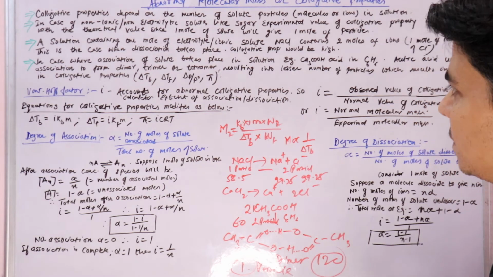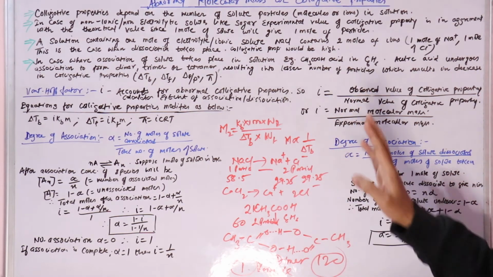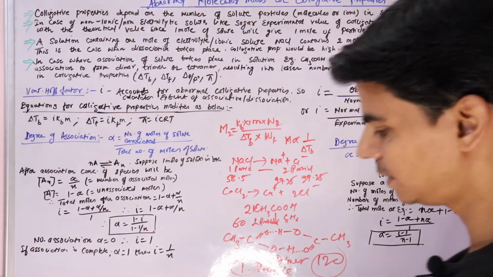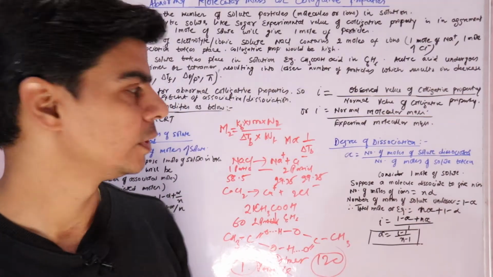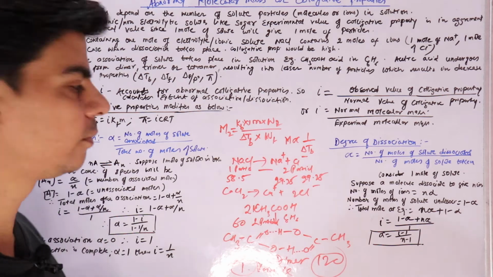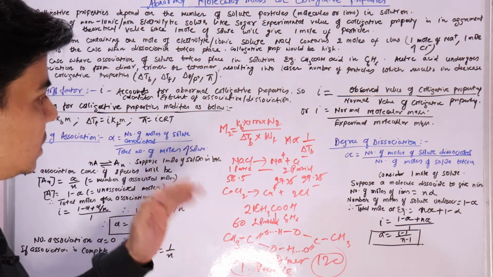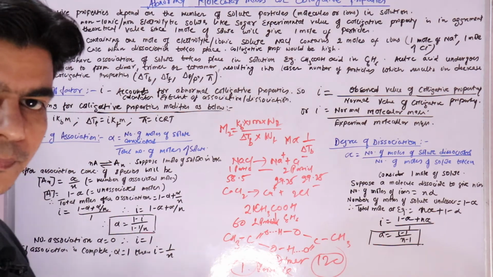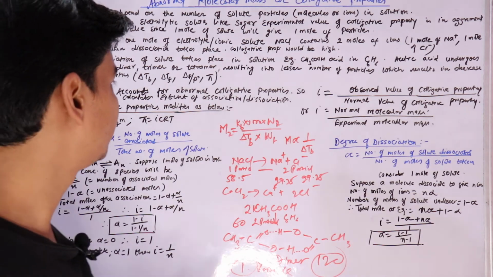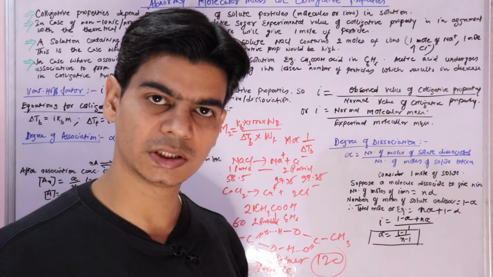Now let's just, since I said that Van't Hoff factor is for abnormal colligative properties, using Van't Hoff factor we can calculate the extent of association and dissociation.